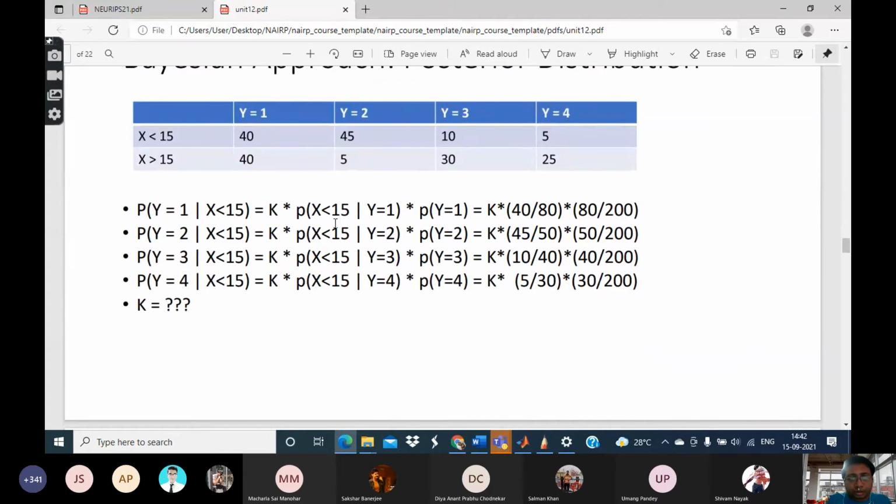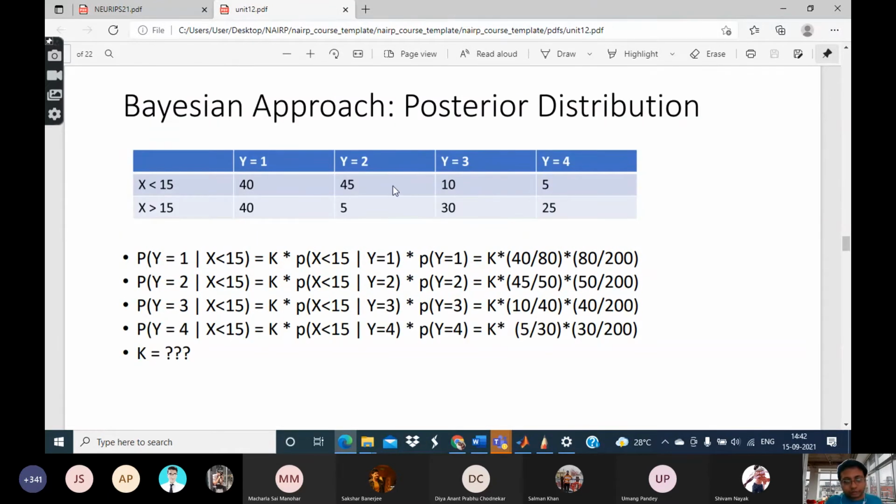So this we already know. Probability of y equal to 1, that also we know. So if we read from the database, we will be able to easily calculate all these things. So let us just, as an exercise, focus on, say, this one. Probability x is less than 15 given y is equal to 2. So what will its value be?